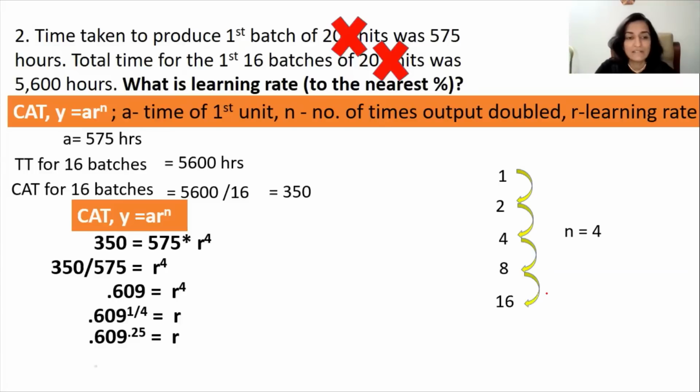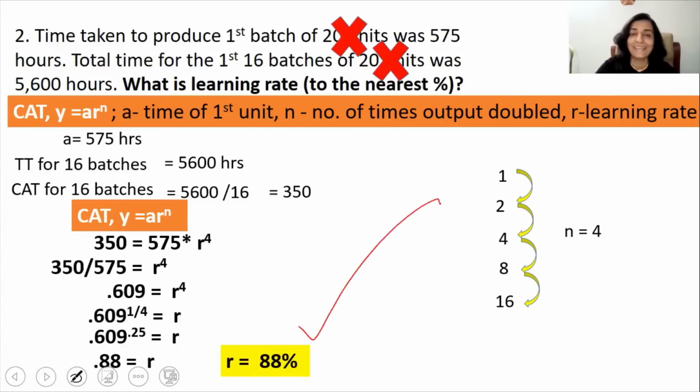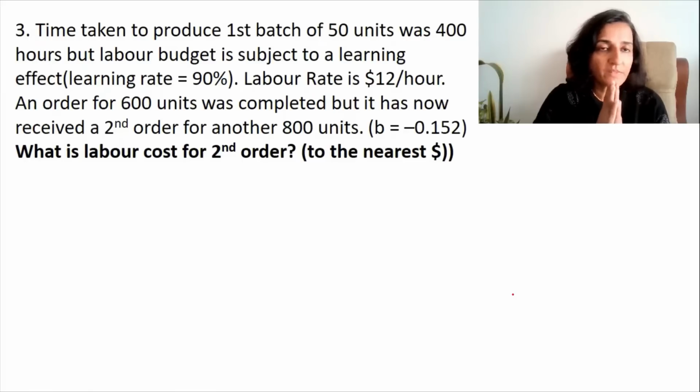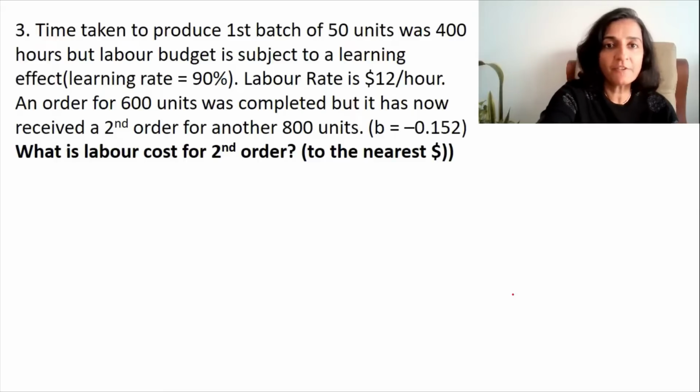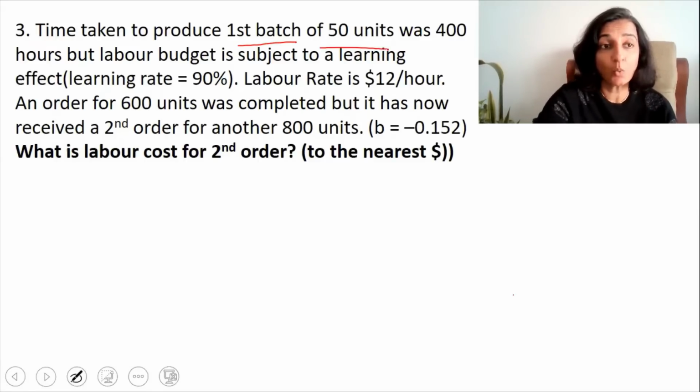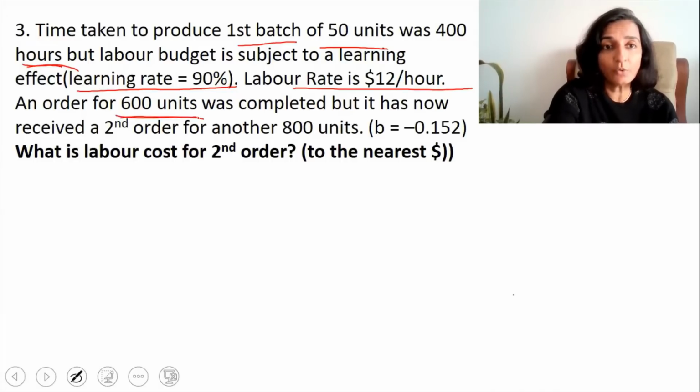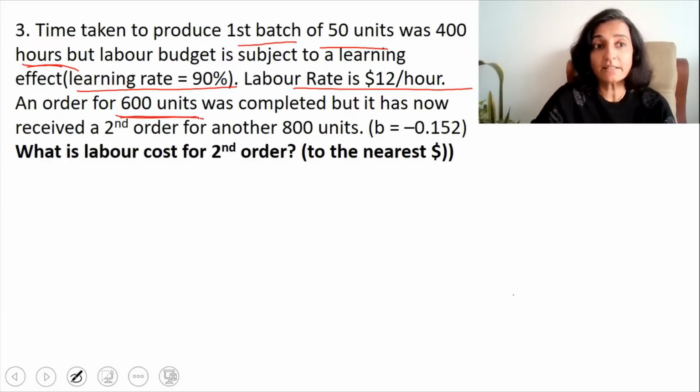So we write the final answer. Learning rate is 88%. Question number 3. Time taken to produce the first batch of 50 units was 400 hours. So that is A. But the labor budget is subject to a learning effect. The learning rate is 90%. The labor rate is $12 per hour. An order for 600 units was completed, but it has now received a second order for another 800 units.